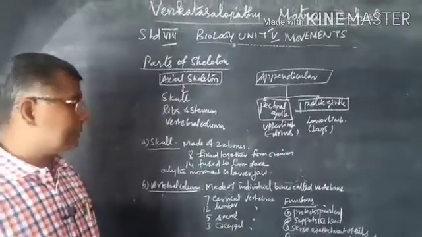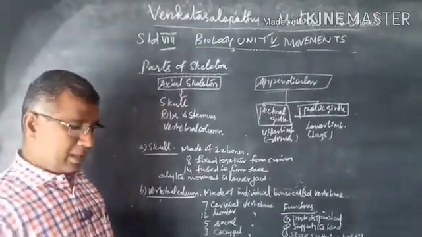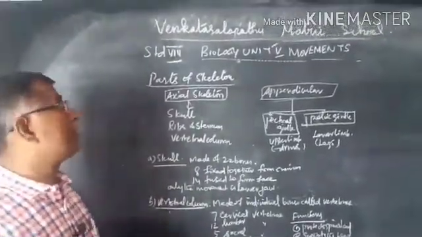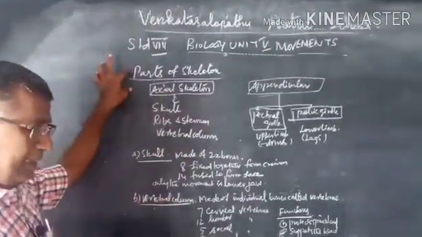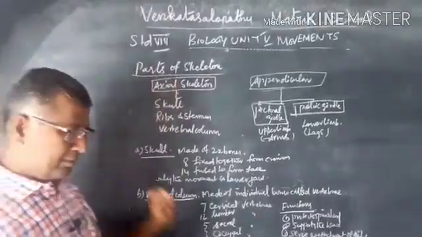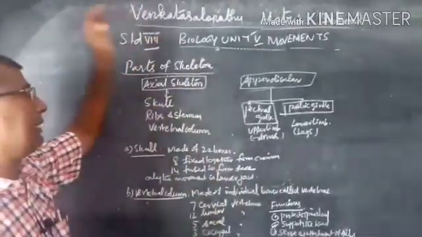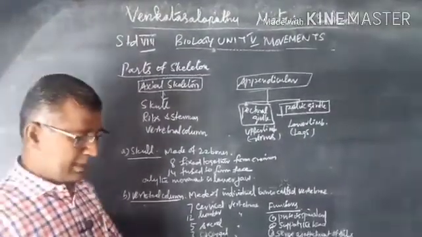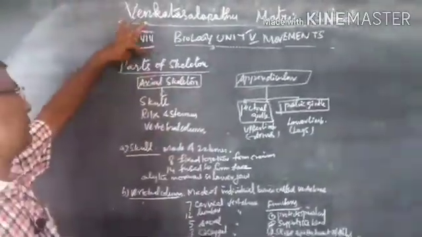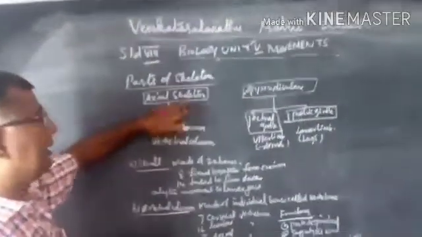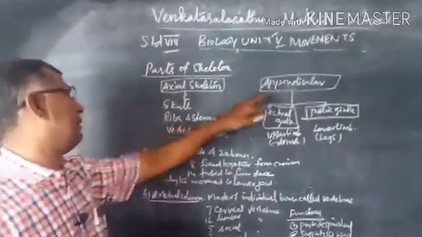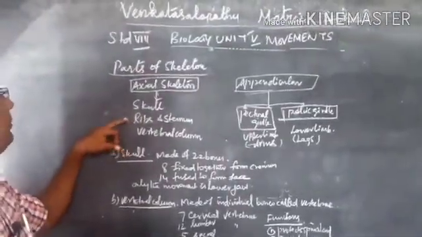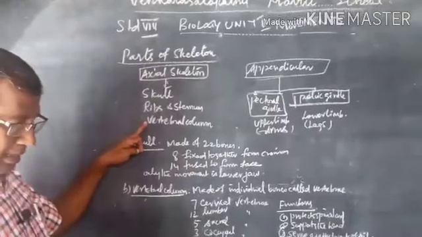Good morning students, last class we saw about the constituents of the skeleton, functions of the skeleton and so on. Today we are going to see about the parts of the skeleton. The skeletal system is composed of bones and related structures that aid movement from one place to another. It is divided into two major parts, that is axial skeleton and appendicular skeleton. The axial skeleton comprises the skull, ribs and sternum, and the vertebral column.